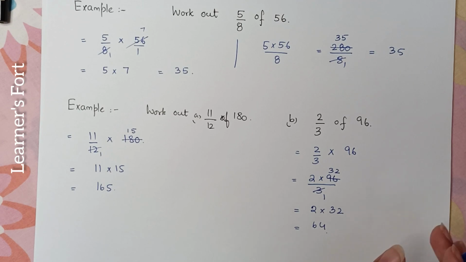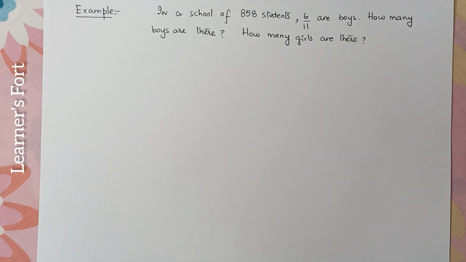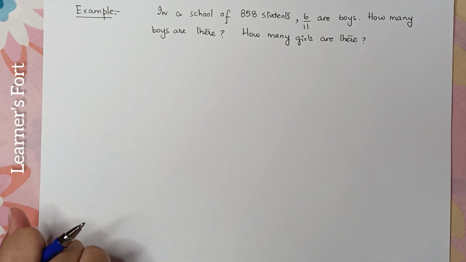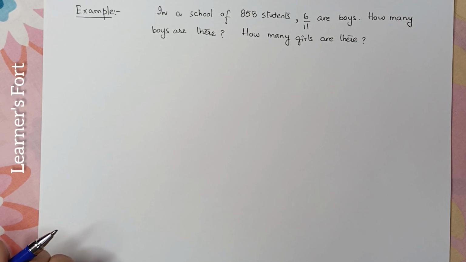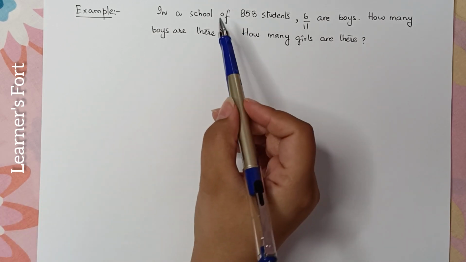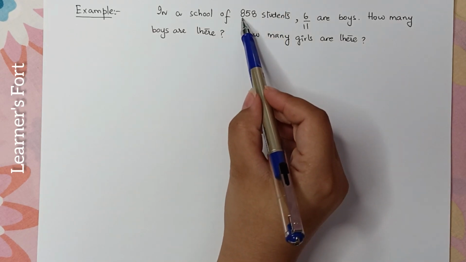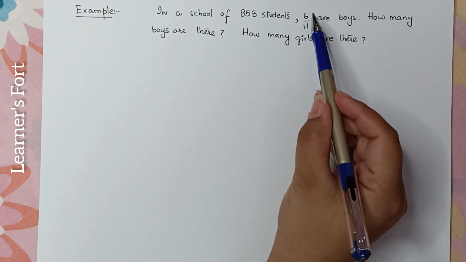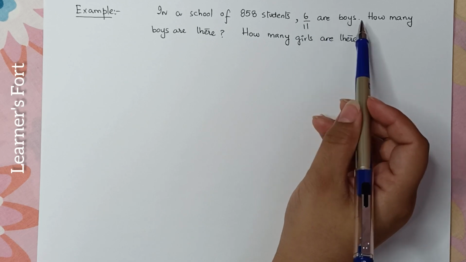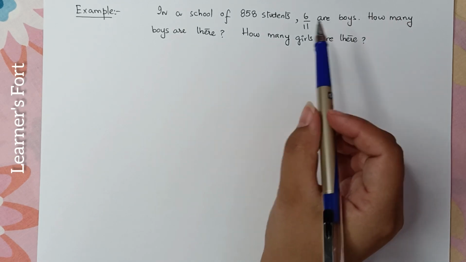Now let's have a look at a word problem. Alright, so let's have a look at this word problem. It says that in a school of 858 students, 6 upon 11 are boys. How many boys are there? How many girls are there? Here we can see that we have a total number of students 858, out of which 6 upon 11 are boys, and we are asked about how many boys are there.